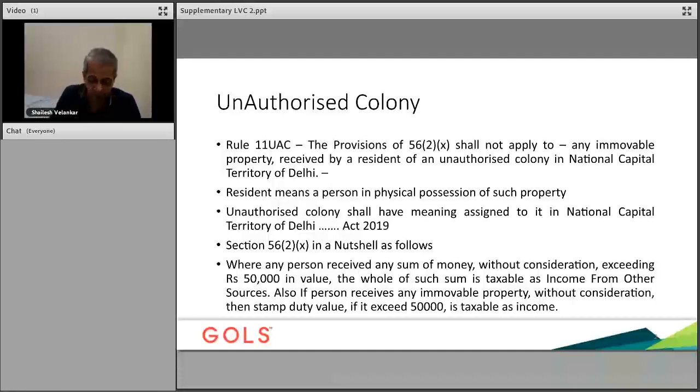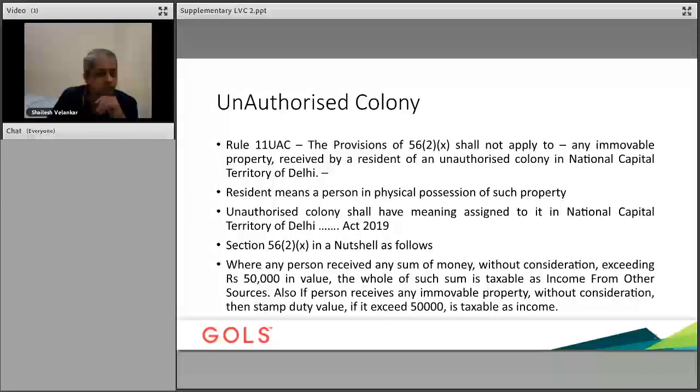Okay, for example, there may be a question that Mr. A stays in an unauthorized colony in New Delhi. He has gifted his immovable property to Mr. X. The stamp duty value of the property is 50 lakhs, and the property is gifted for free. Will it be treated as income of Mr. X? Yes or no? You have to give the answer. Raghu is saying no.